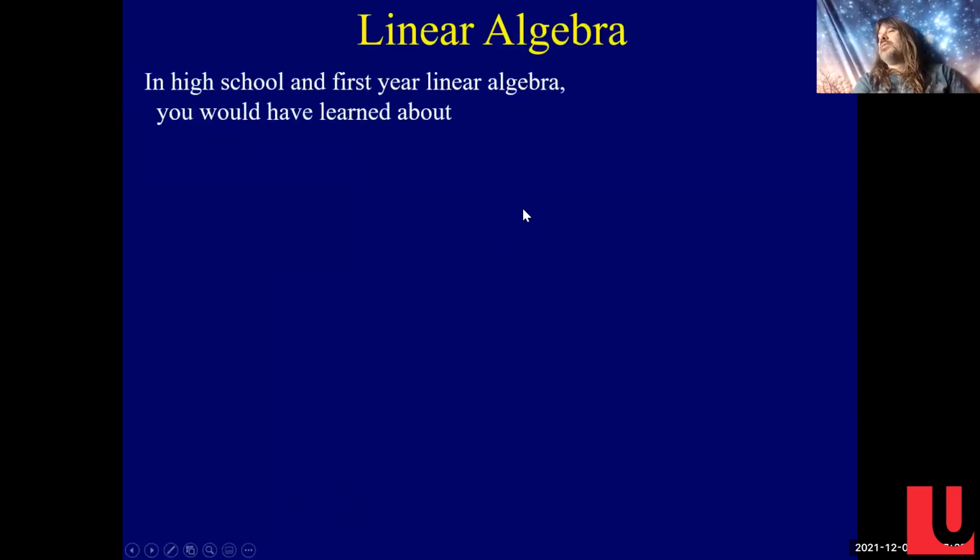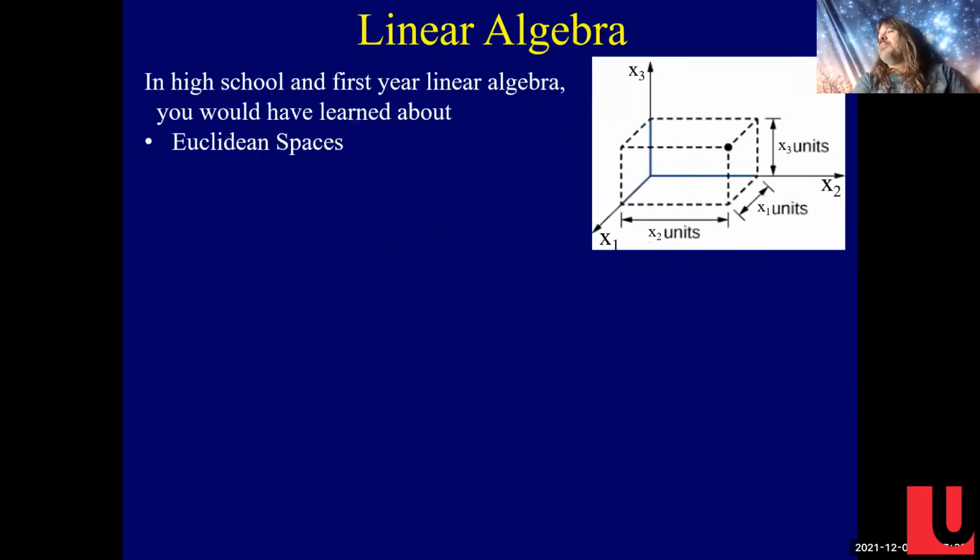Linear algebra, right? So what did you learn in high school about linear algebra? It is in a Euclidean space. You can put a point here based on this distance, three numbers, right? It's three-dimensional space. So you define this point with three numbers: the distance x1, the distance x2, and the distance x3. There it is as a point.